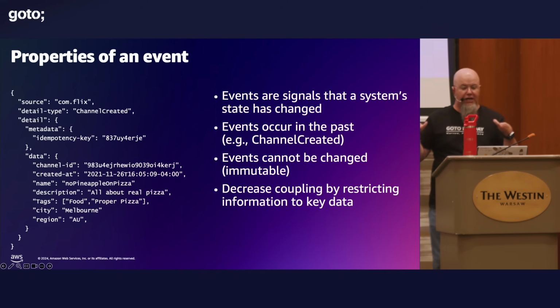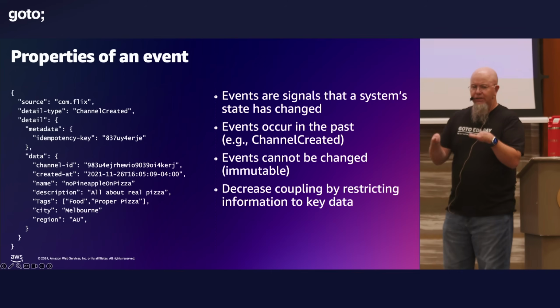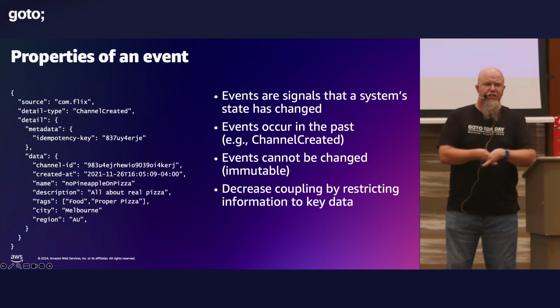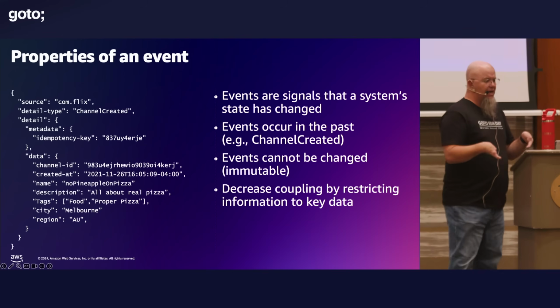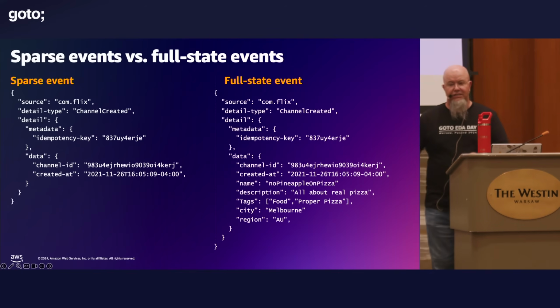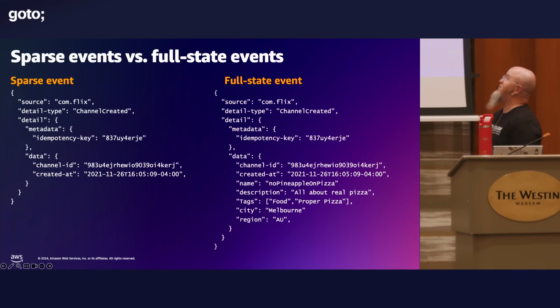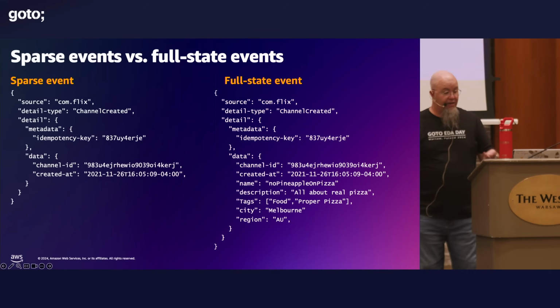And you decrease coupling by restricting information to key data, right? So these are some ways we do that. We look at events and we go, let's just put everything in it, or we should just put a little bit in it with a pointer, those kinds of things. These are some things you need to think about. So we talk about this in two things. We have what we call sparse events, and we have full state events. Why would you use one over the other, right?